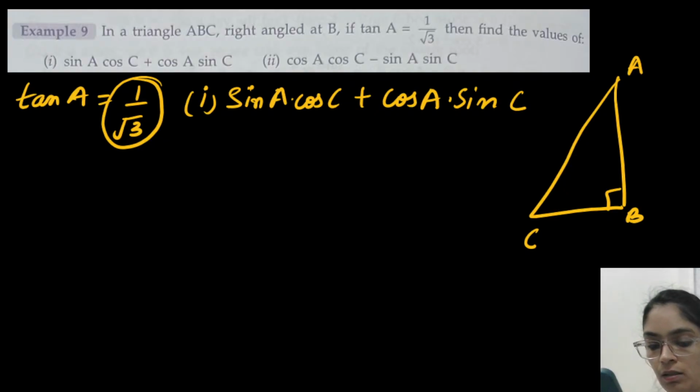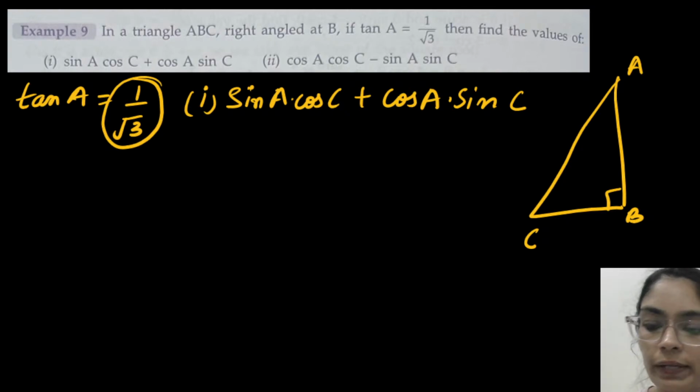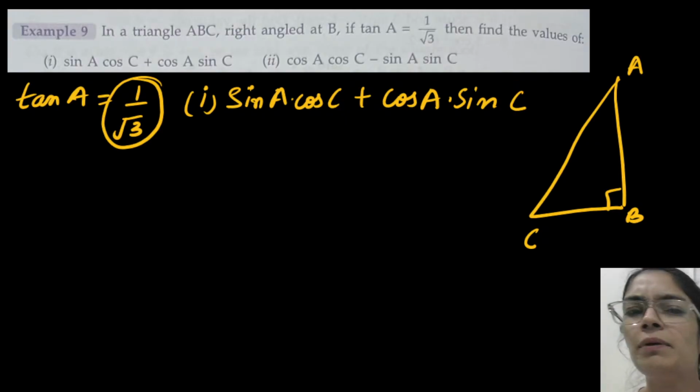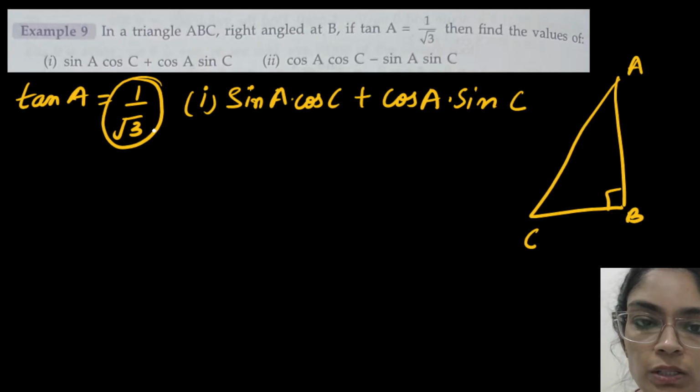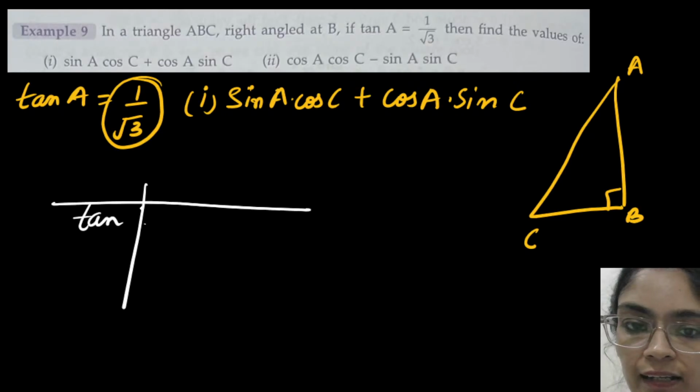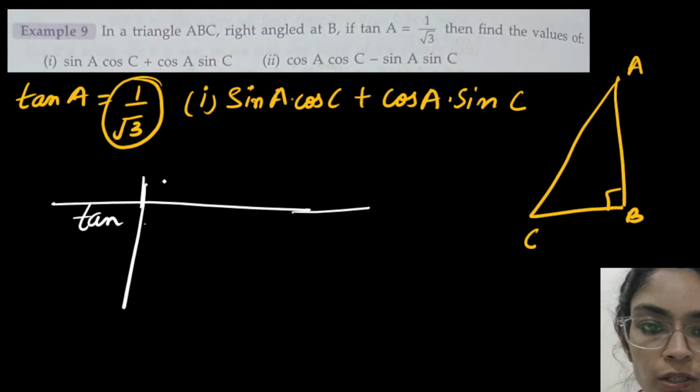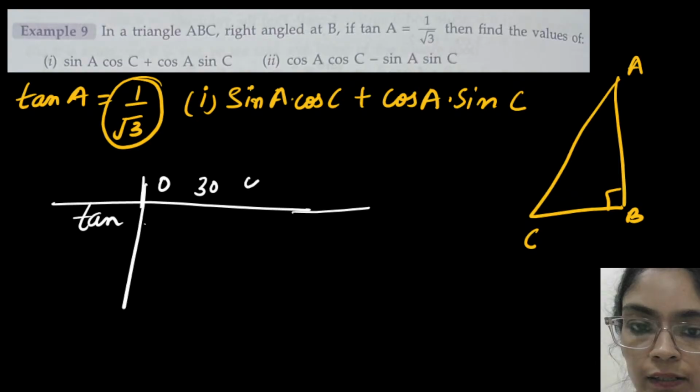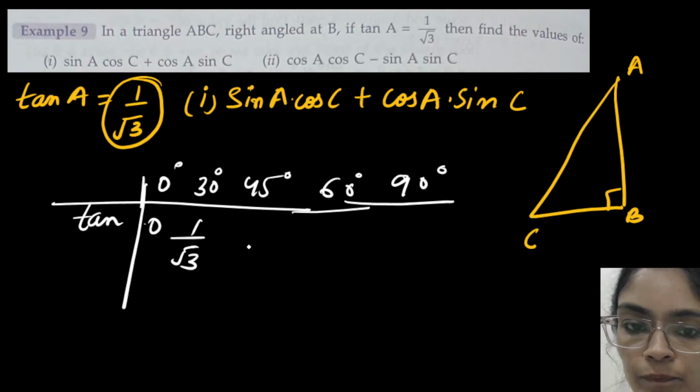I hope this is clear. By using the Pythagoras theorem we can do this question, but it will be very lengthy. If you want, you can do it, but I just want to do it with standard angles. So if you see the trigonometric table, the tan table, standard angle values, I'll just remind you. So this is 0 degree, 30 degree, 45 degree, 60 degree, 90 degree. So tan's values are 0, 1 by root 3, 1, root 3, and not defined.